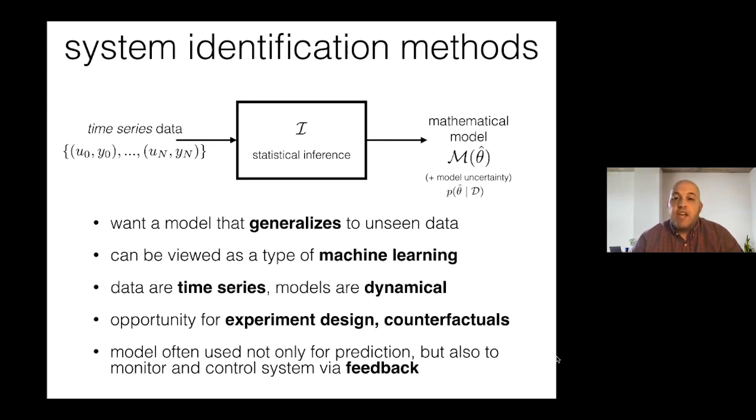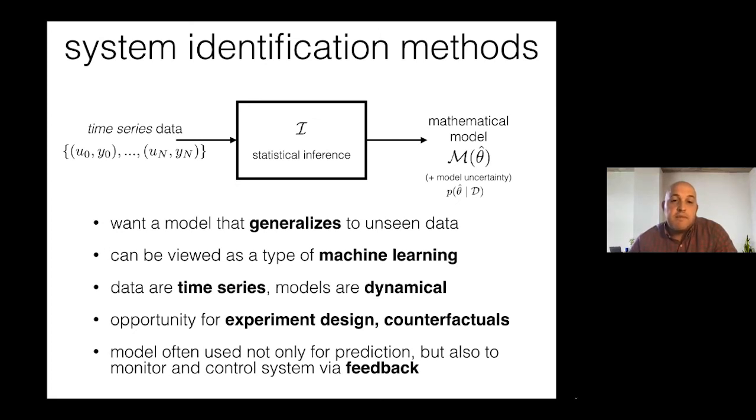We might also not just want a single estimate of this parameter, but we also might want to know something about the model uncertainty. So, for example, what's the probability distribution around this estimated parameter given the data that we've observed? What we'd like for our model is not just that it fits well with the observed data. We really want this to generalize to data that we haven't seen before, so that it makes good predictions or allows us to make good designs of systems that operate on the model.